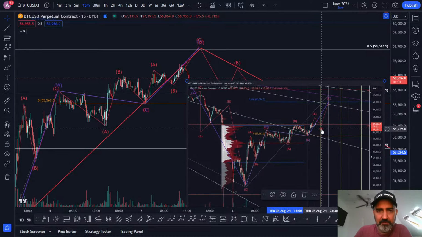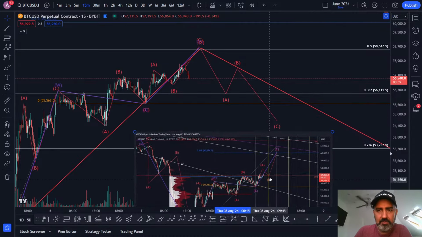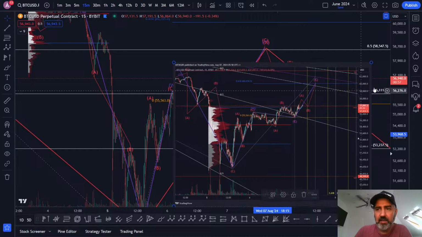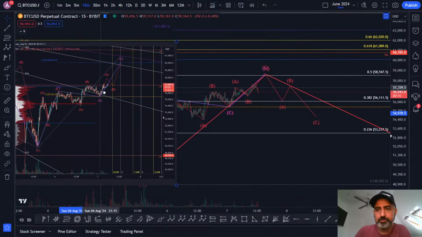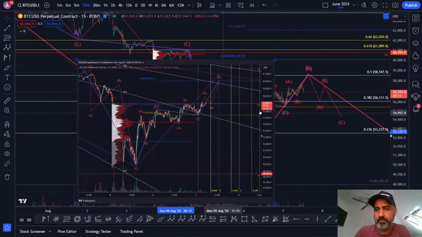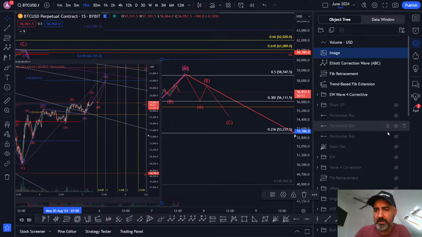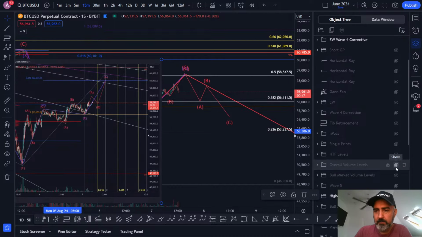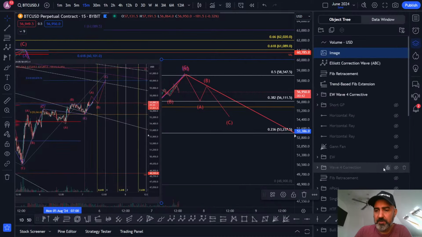So I was looking for where the high volume nodes are. Back up. I've got it there. Must be overall.